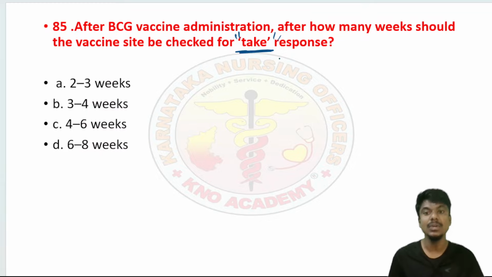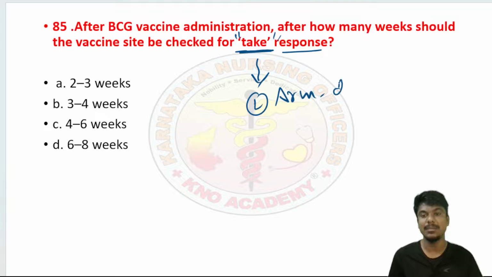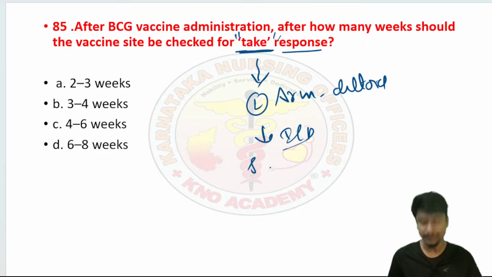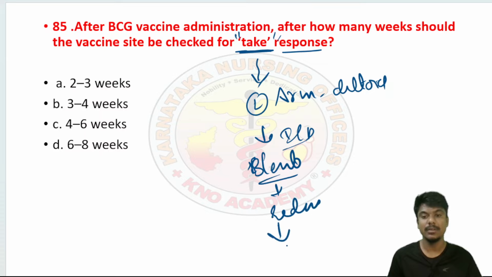Here they're asking about take response. What is the take response? If this vaccine is given to your left arm, that is the deltoid region, usually through the intradermal route, what will happen after? There will be bleb formation, redness, and pus will be there. After that, finally it will turn to healing, and a healed ulcer or scar will be formed.